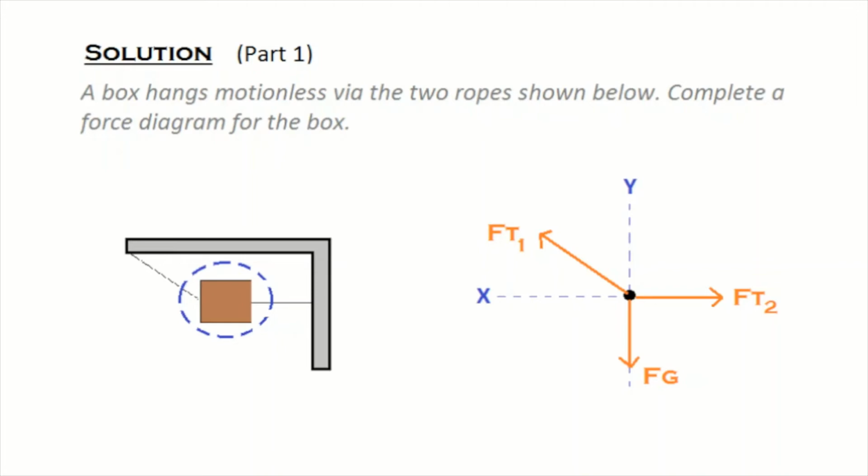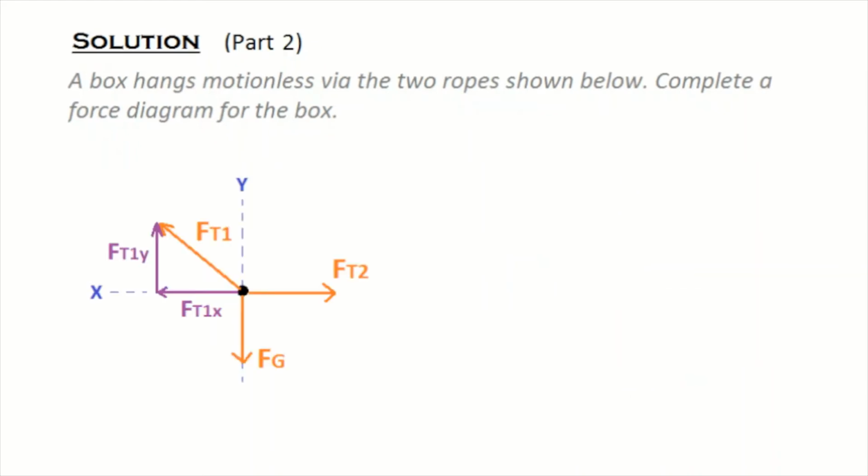Something you might want to add is a subscript. I just chose to do FT1 and FT2. You can make it FTA and FTB, whatever works for you, but just try to differentiate between them with an additional label. From there, we're going to draw in our component forces. You're going to want to do that for any angled vector. So FT1x represents how much of FT1 runs left, and FT1y represents how much of FT1 runs upward.